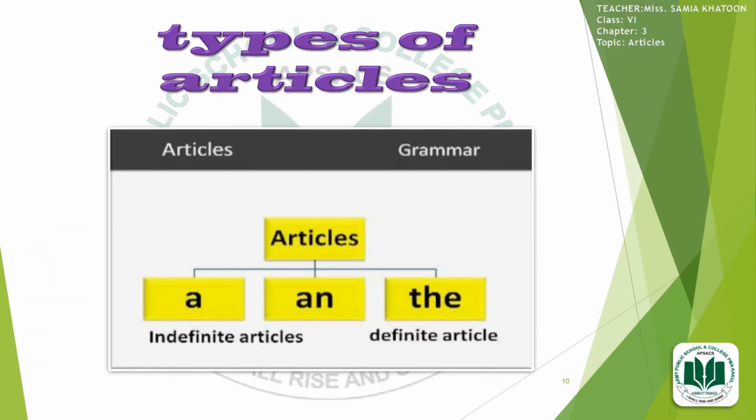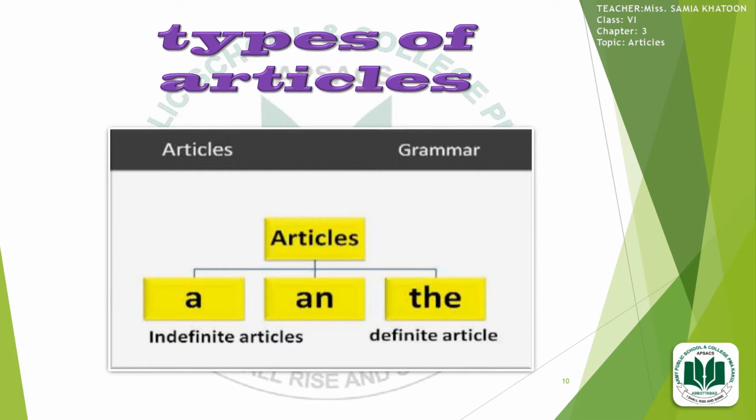Students, in the previous slide, we have seen that a, an and the are called articles. Now let's see the types of articles. As you can see in the picture, articles are divided into two groups. First is indefinite articles, and they are a and an. In the second group, the definite article, the, is included.